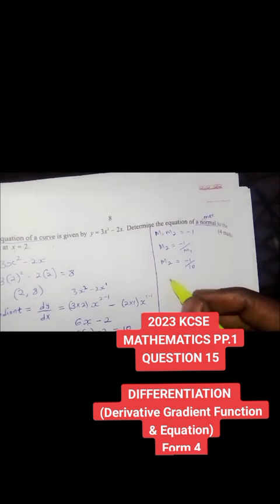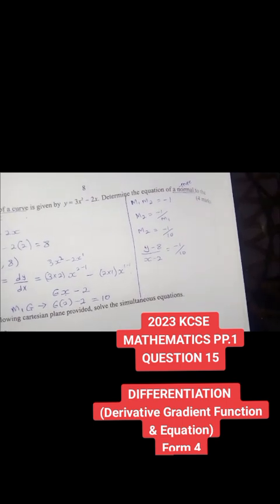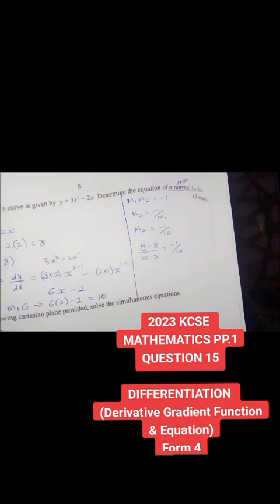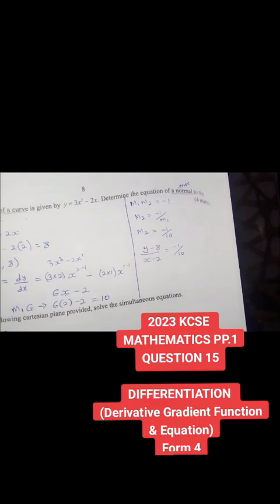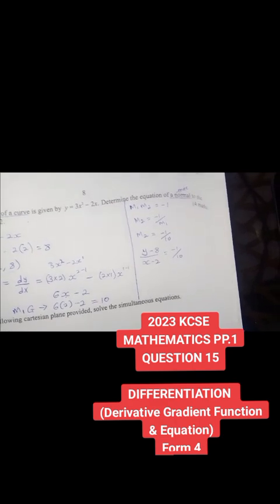How do I form the equation? I say change in y over change in x, because this one is x and this one is y. So y minus 8 over x minus 2 is equal to -1 over 10. From this point now you can use any method, either to leave your answer in the form ax plus by plus c equals 0, or y equals mx plus c. So I'm going to find my answer in the form y equals mx plus c.